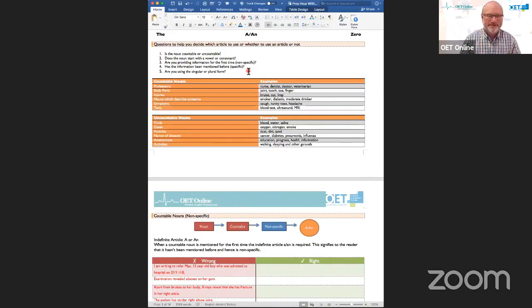All will become clear. Are you using the singular or plural form? That's another thing to consider. Singular countable nouns require an article, plural forms don't. So lots of things that you need to consider when you're looking at your articles. Now let's look at some categories. So we said before we've got to decide if it's countable or uncountable. So let's look at the categories.